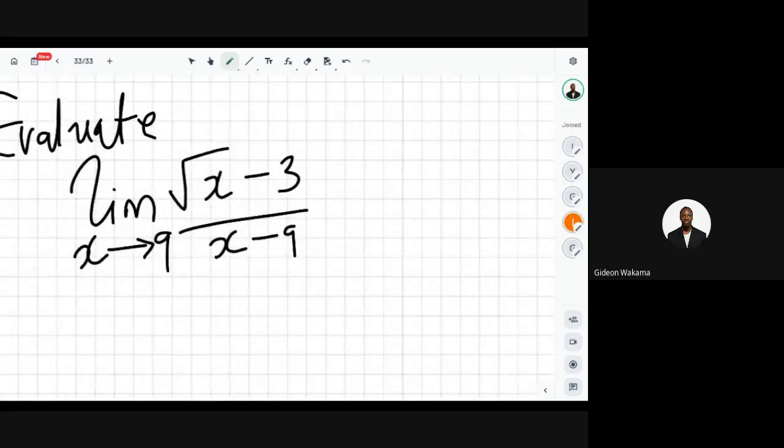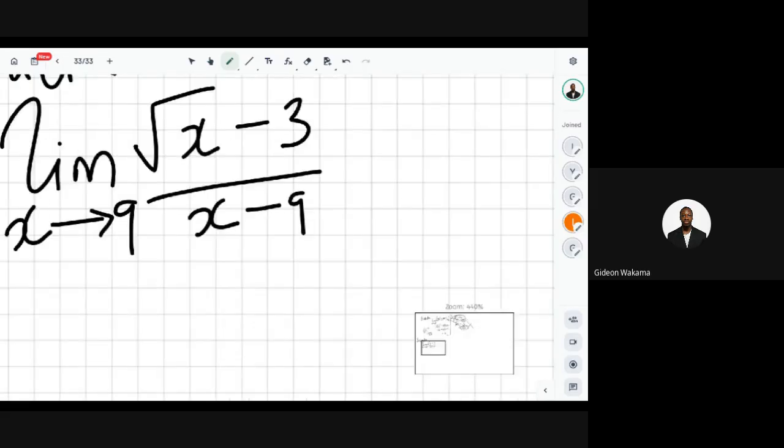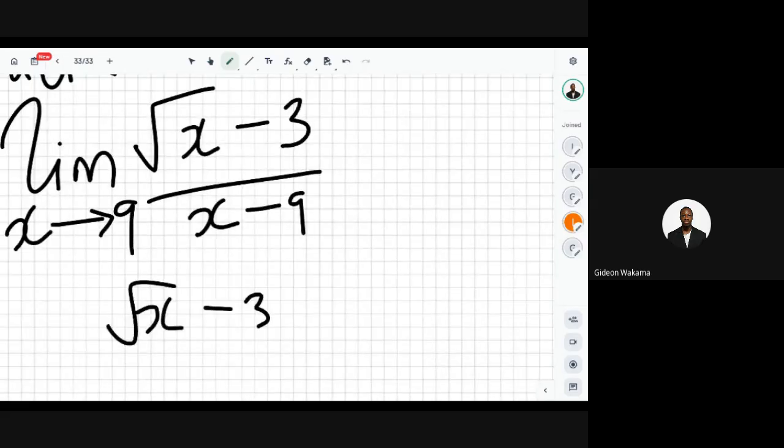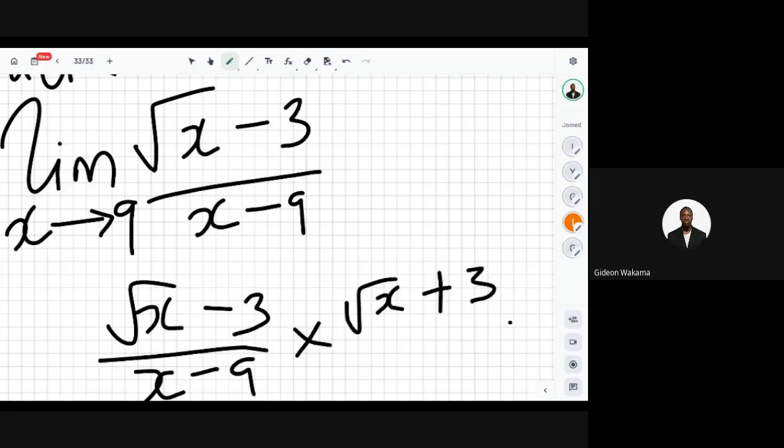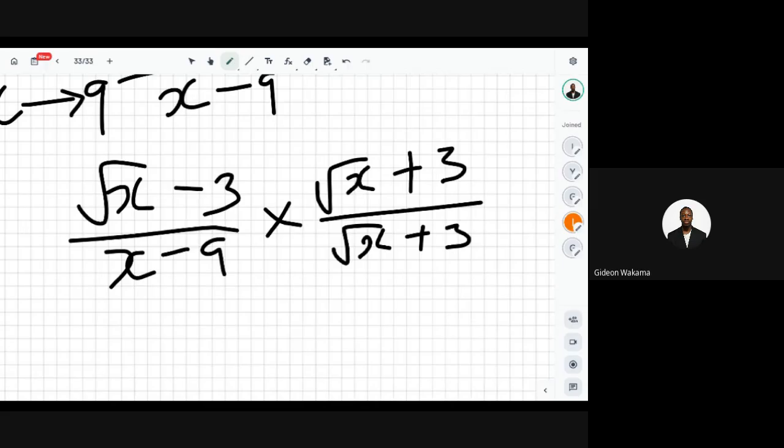So first things first, we multiply by the conjugate, right? That's the first thing, multiply by the conjugate, and we check it out. So if I want to multiply by the conjugate, I have root x minus 3 over x minus 9 times root x plus 3 over root x plus 3. I rationalize, and so let's go.